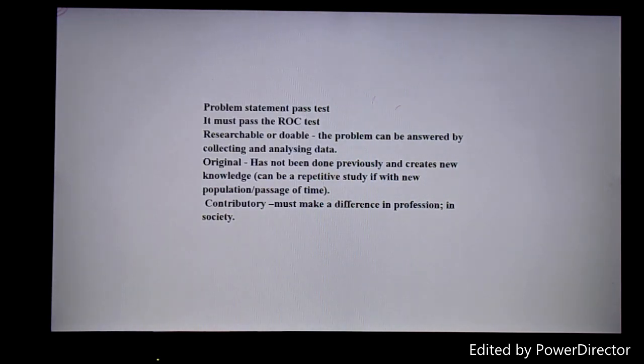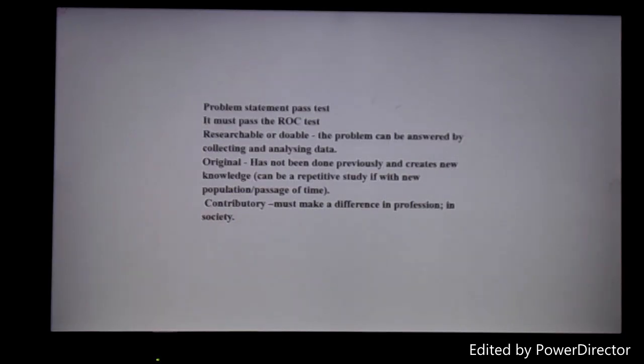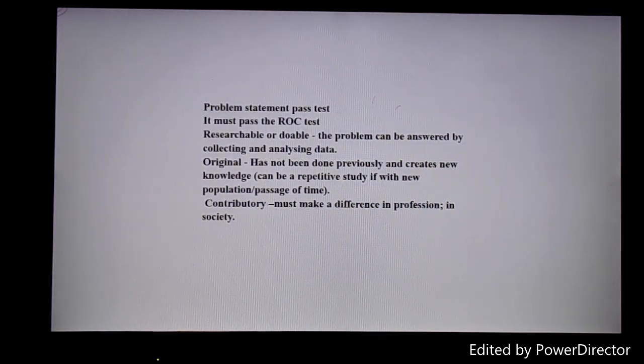Your problem statement must pass a certain test. It must pass the ROC test. The R stands for it must be researchable or doable. The problem can be answered by collecting and analyzing data. The O, it should be original. This has not been done previously, and therefore it will create new knowledge.